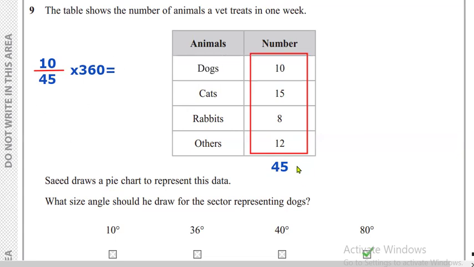And this is how you answer a question like this. So focus on this. First thing we did, we added, we got the total number, and then we divided the part number by the total number, which is 10 over 45. We multiplied by 360 and we got 80. Now let's move on to the next question.